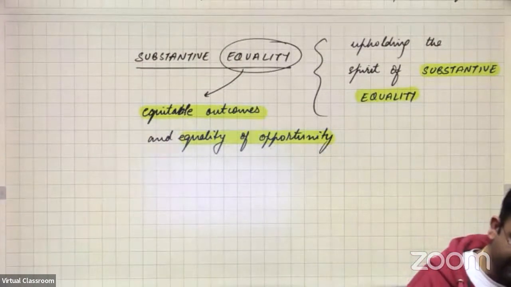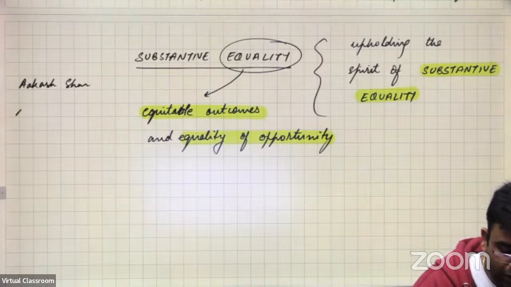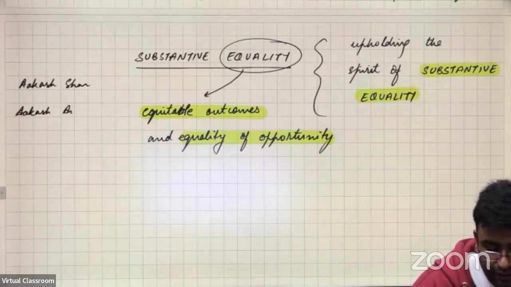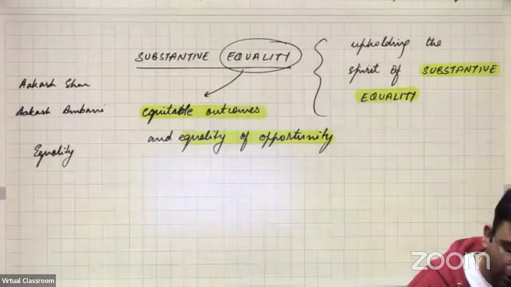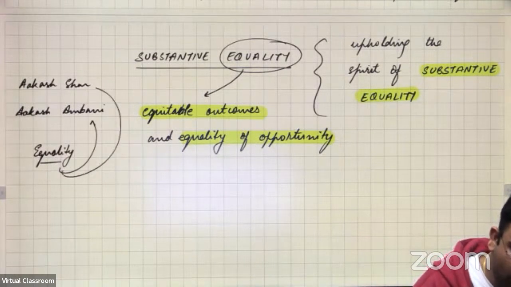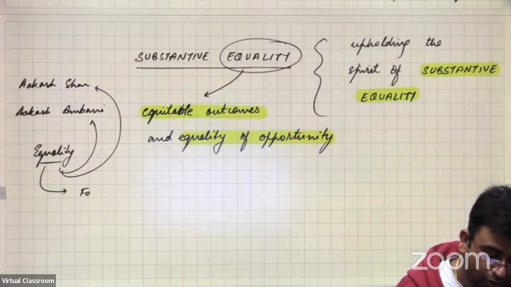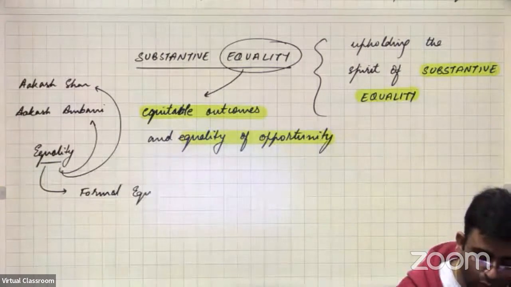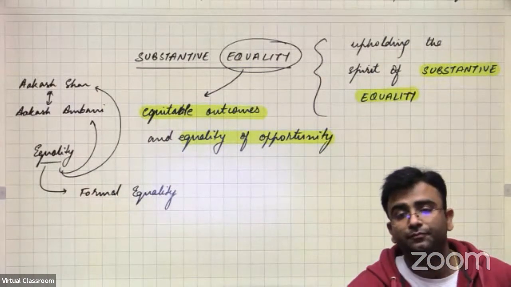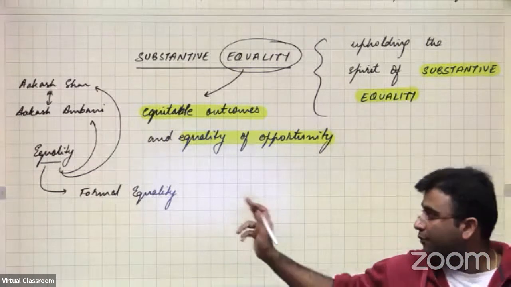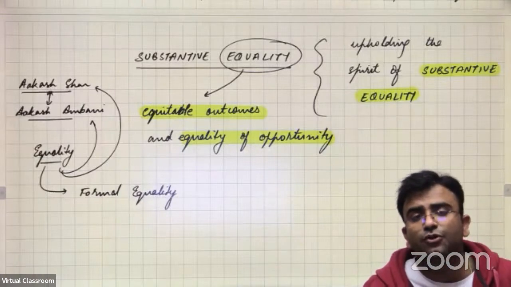Understand it this way: here there is Akash Sherawat, that's me, and here there is Akash Ambani. Now the thing is, according to the general principle of equality, the government should help both Akash Sherawat and Akash Ambani equally. This is known as formal equality. In formal equality, you treat everyone equal irrespective of the mutual differences between the people.